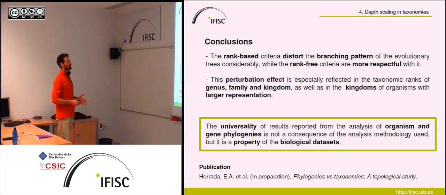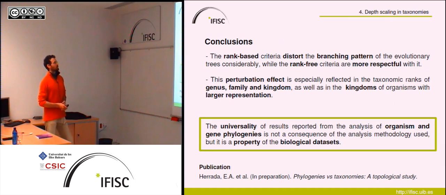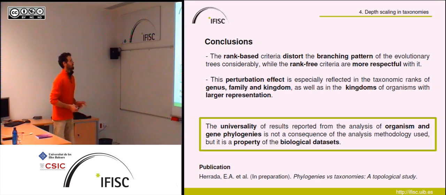So from these results, the two main conclusions that we obtained were that the rank-based criteria distort the branching pattern of evolutionary trees considerably, while rank-free criteria are more respectful of it. And second, the perturbation effect is especially reflected in the taxonomic ranks of genus, family, and kingdom, as well as in the kingdoms of organisms with larger representation.